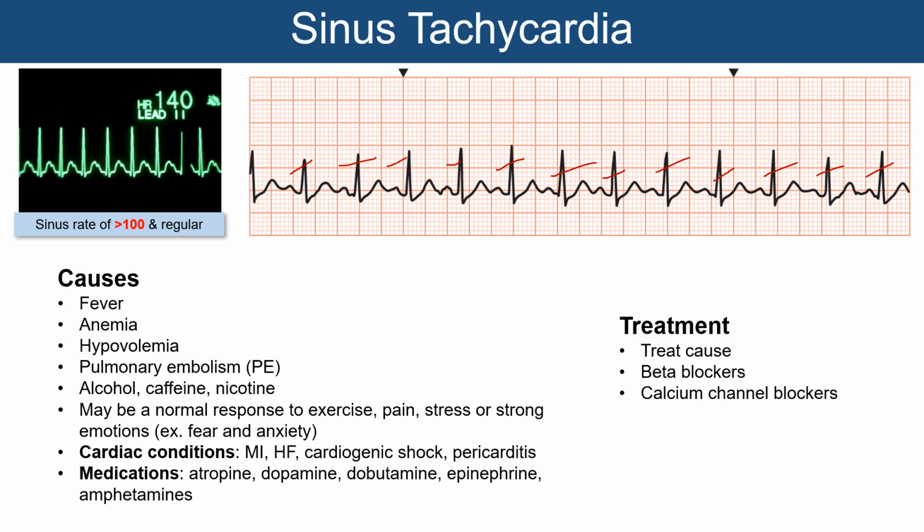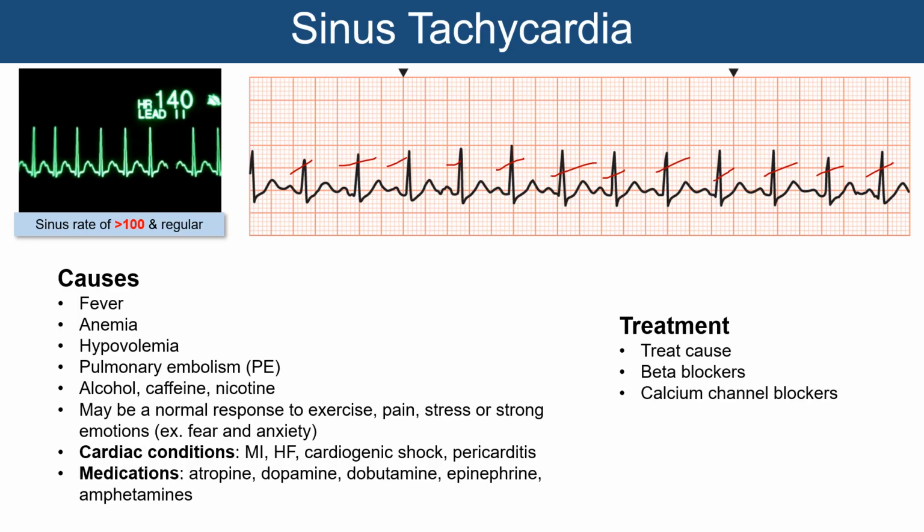Pain can raise your heart rate, stress, strong emotions like fear and anxiety. Cardiac conditions like MI, heart failure, shock, and pericarditis. Medications, so atropine. We give atropine to treat bradycardia to bring up that slow heart rate, but we could also kind of overdo it and then the patient could become tachycardic. Dopamine, dobutamine, epinephrine, and amphetamines all can raise the heart rate.